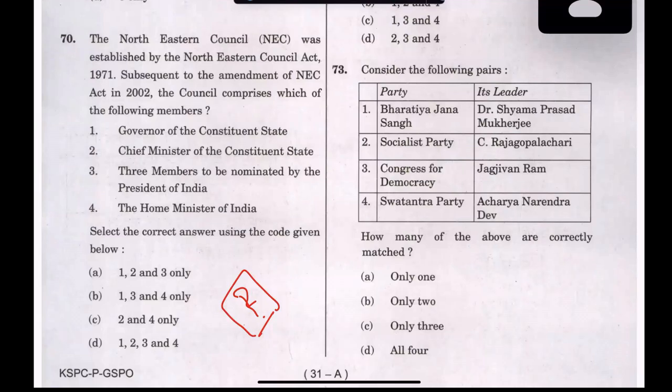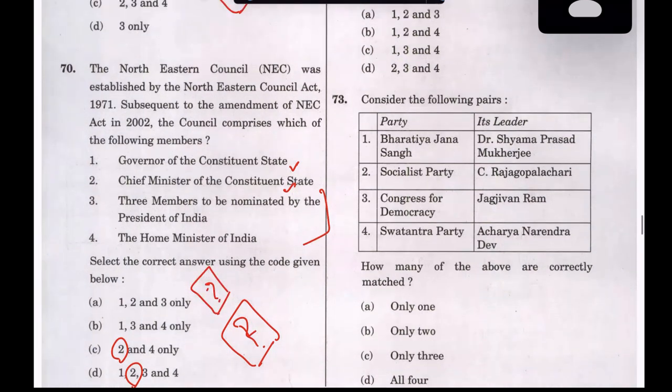Northeast. So the Northeast Council was established by a subsequent act, and the council comprises... So the governor, yes, of the Northeast Council, the chief minister, definitely. So 2 is definitely there. 3, members nominated by the president. So I had this doubt. So you think about it. 1, 2, 4. You don't have 1, 2, 4. I was thinking about it. See, this is a question that I should have prepared.